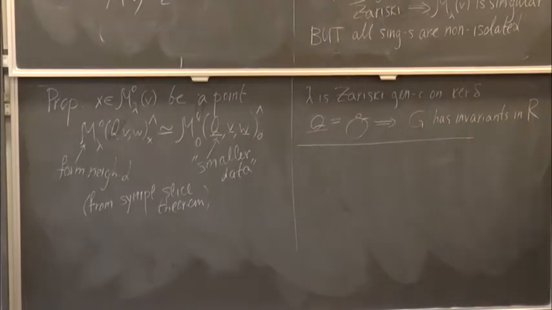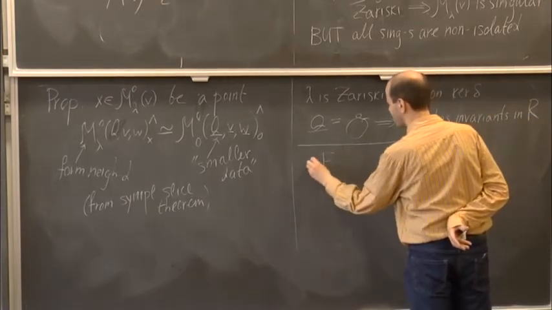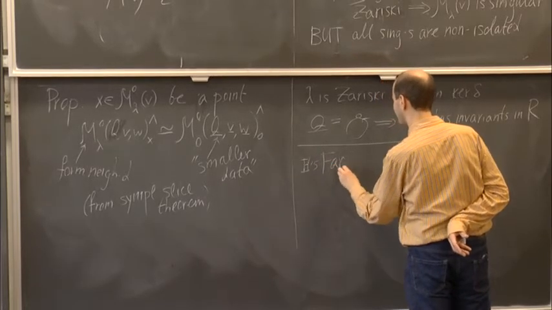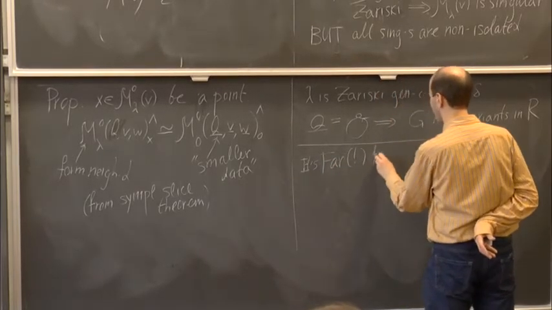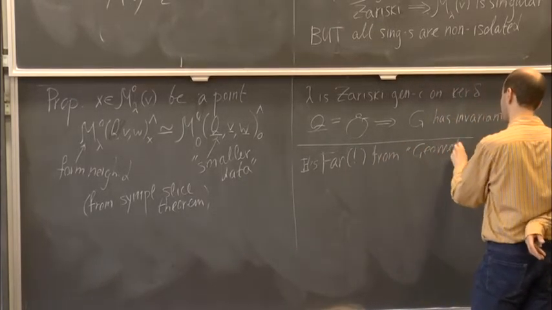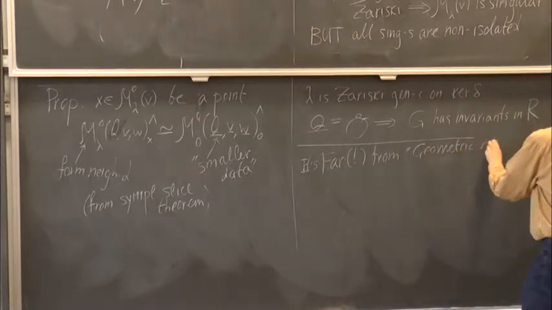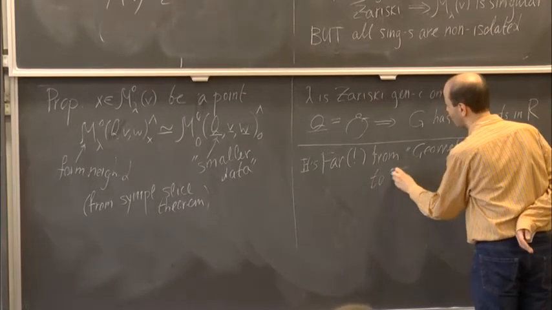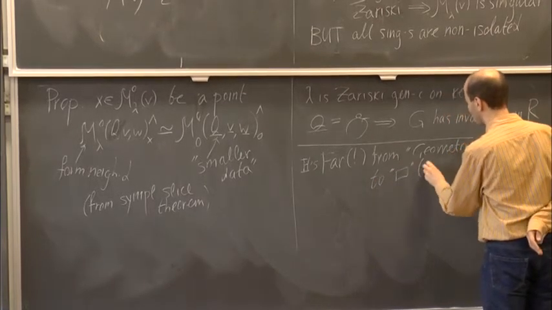Unfortunately, it takes quite a lot of work to actually implement this kind of argument. So it's far from the so-called geometric reason to the so-called box, also known as the end of the proof.